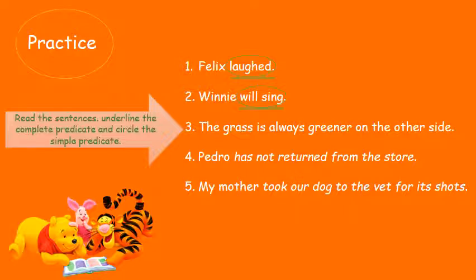Forget about it. Where is the complete predicate? The complete predicate starts from "is" till the end of the sentence. "Is always greener on the other side." This is the complete predicate.